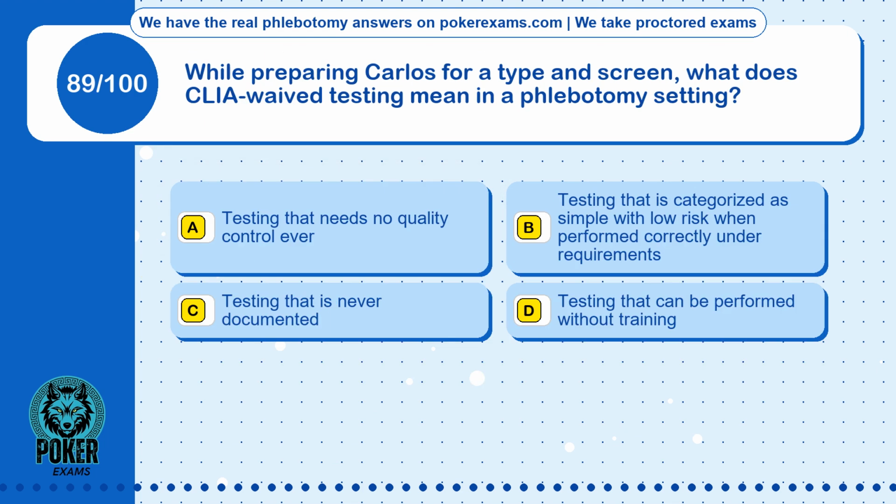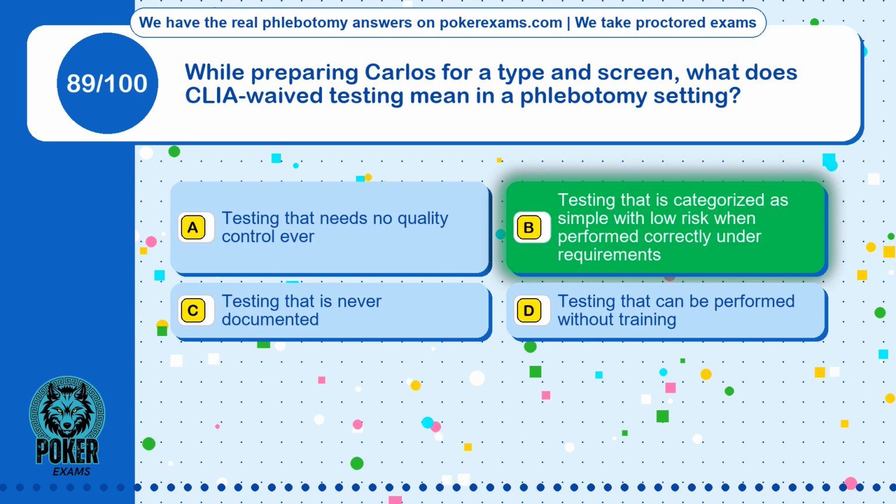Question 89. While preparing Carlos for a type and screen, what does CLIA waived testing mean in a phlebotomy setting? Option A. Testing that needs no quality control ever. Option B. Testing that is categorized as simple with low risk when performed correctly under requirements. Option C. Testing that is never documented. Option D. Testing that can be performed without training.